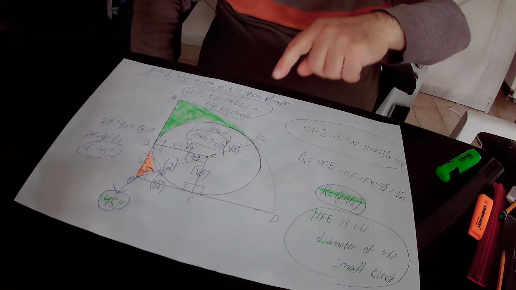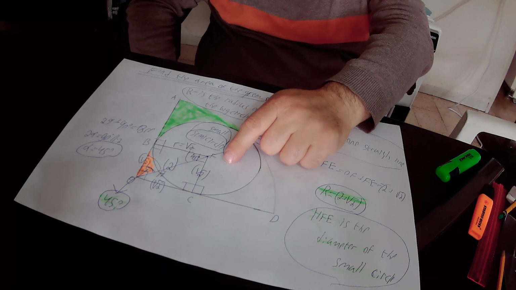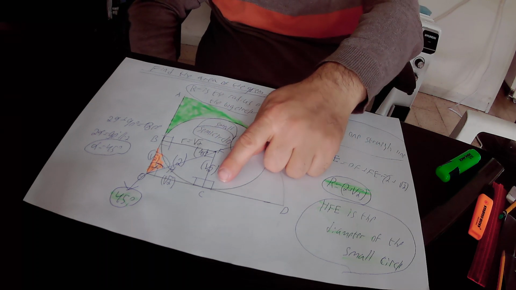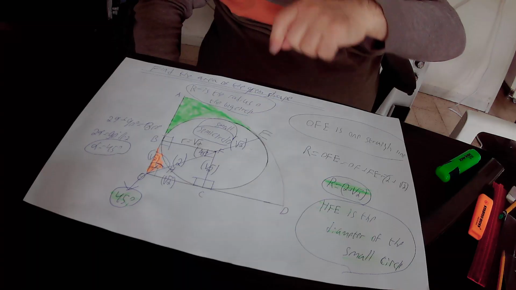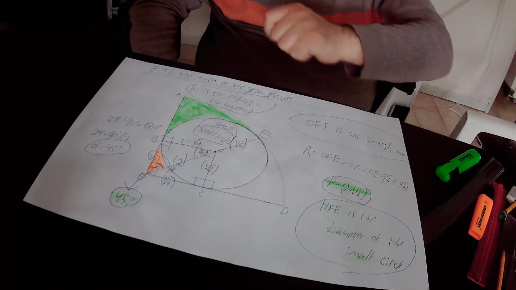F. Then we join points F and C together by a straight line. Point F is the center of this small circle, and point C is the point on the small circle itself. Therefore, FC is the radius of this small circle that is equal to the square root of 2 units according to what is given in the question.